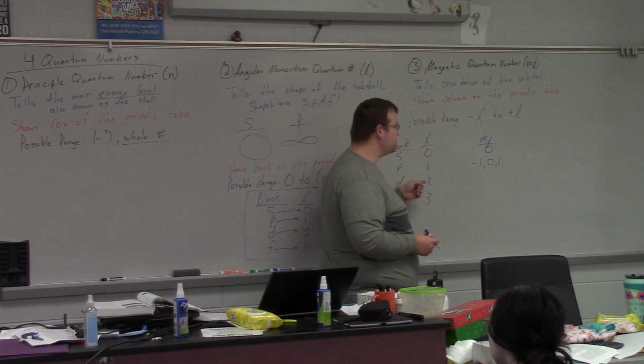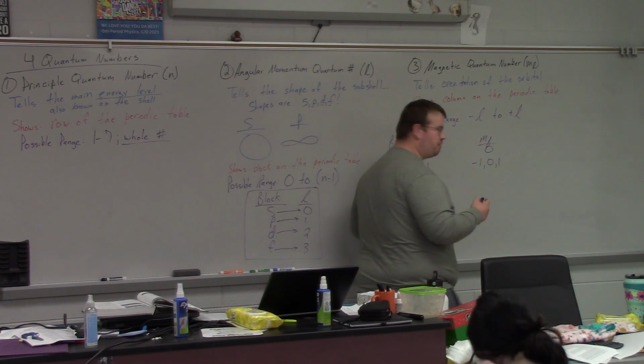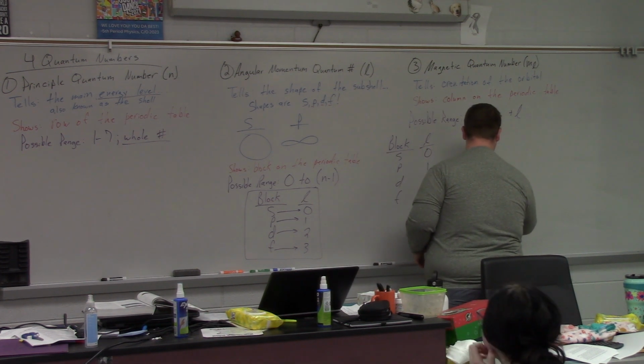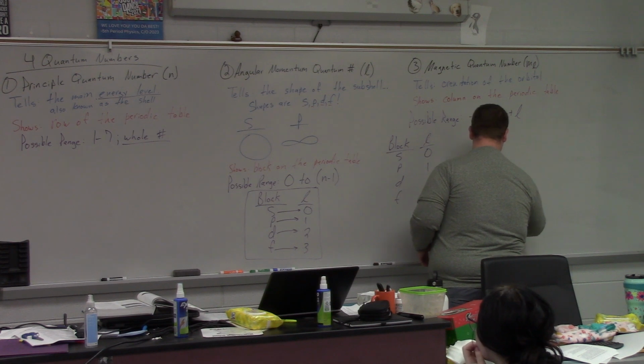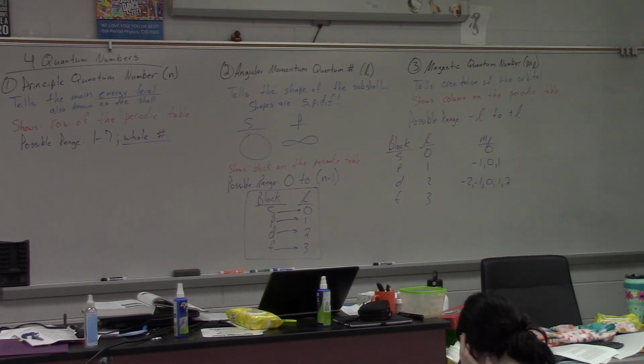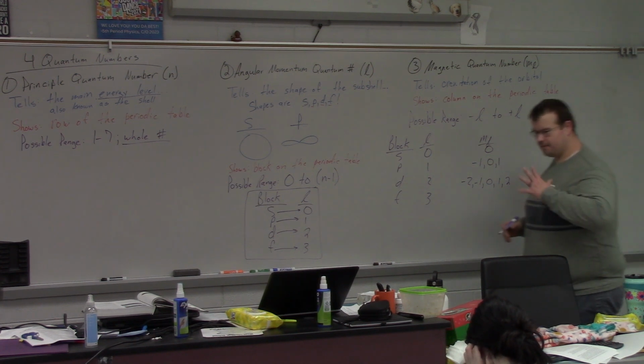So the D block is 2, so negative 2 to positive 2, right? Absolutely. So negative 2, negative 1, 0, 1, 2. How many of those dashes were in the D blocks again? 5. Holy smokes. It's gotta be a coincidence. Somebody's betraying us.